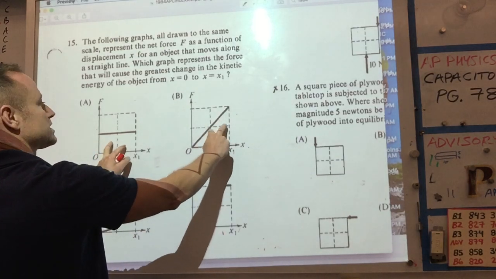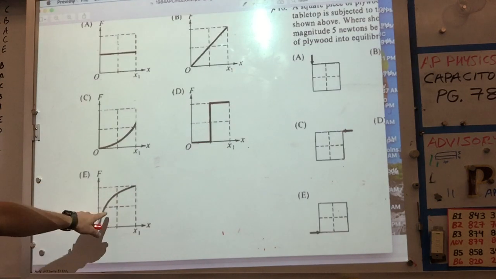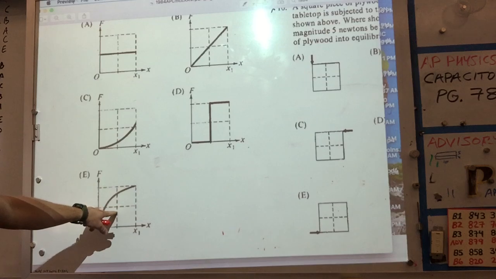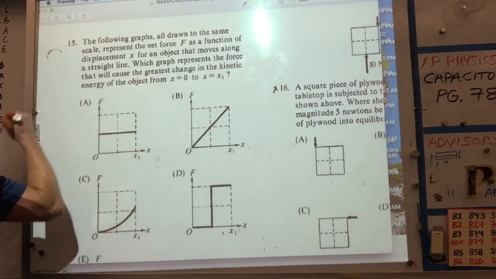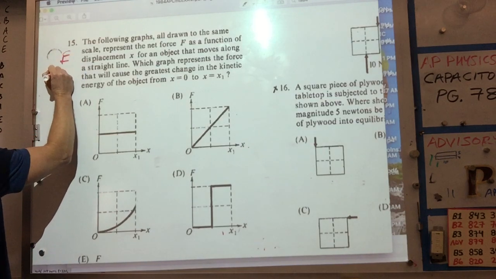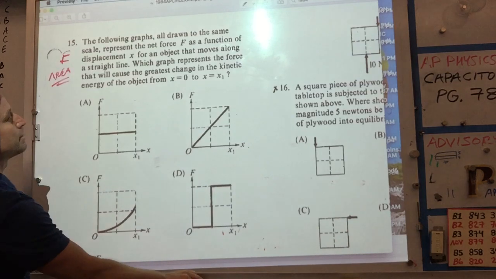These two are going to have the same. Oh boy, let's see. Oh, there must be a fifth one there that I've got obscured. Oh, it's got to be this one. That one has the greatest area. So number 15, that one should be E, because you just want the greatest area. So the answer to 15 is going to be E.